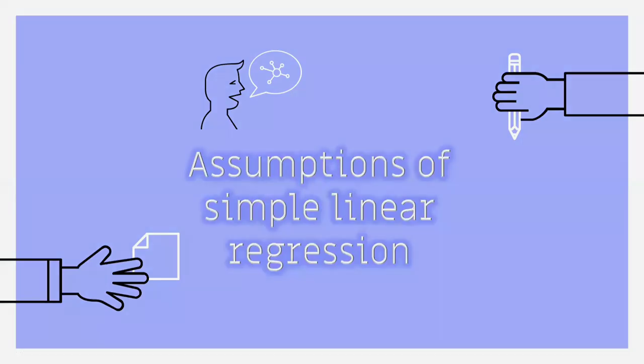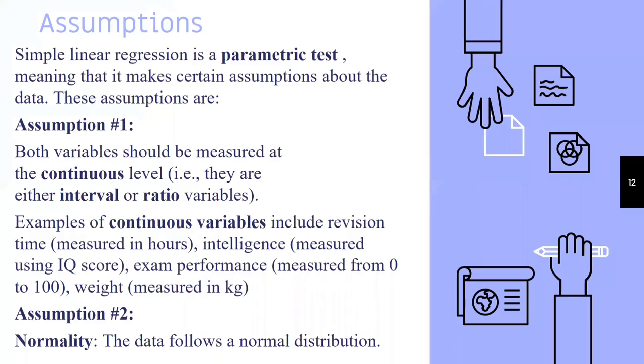Assumptions of simple linear regression. First assumption is that both the variables, the dependent variable and the independent variable, are continuous. That is, they are interval or ratio level. Examples of continuous variables include time measured in hours, intelligence measured using IQ score, exam performance measured from 0 to 100, weight measured in kg.